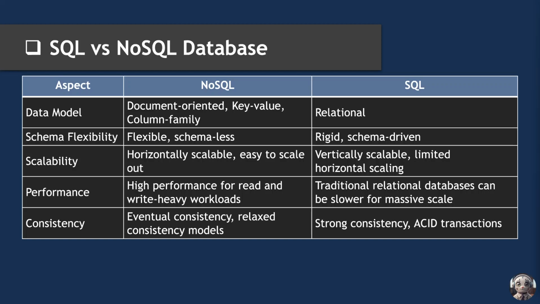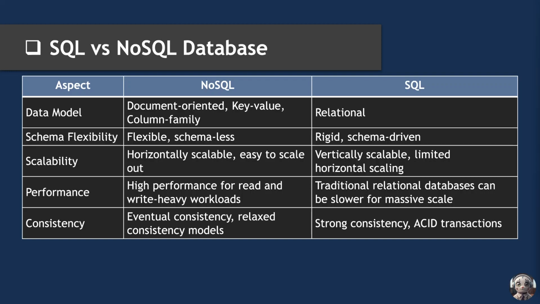Next aspect is performance. NoSQL databases are often optimized for high performance, particularly in scenarios with read and write-heavy workloads. Their distributed architecture and flexible data models enable efficient data retrieval and manipulation, making them suitable for real-time applications and analytics. While SQL databases can deliver high performance for many use cases, they may face scalability challenges with massive datasets or complex queries. Additionally, the overhead of enforcing relational integrity and ACID properties can impact performance, especially in distributed environments.